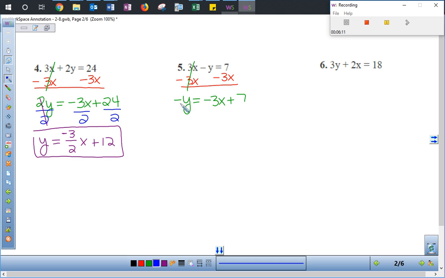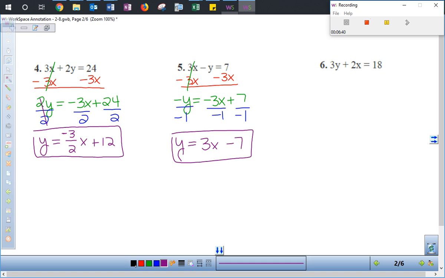in front of it, which means it's being multiplied by negative 1. So we are going to divide each term by negative 1. Negative y divided by negative 1 is a positive y. Negative 3x divided by negative 1 is a positive 3x. And a positive 7 divided by a negative 1 is a negative 7. So y equals 3x minus 7.